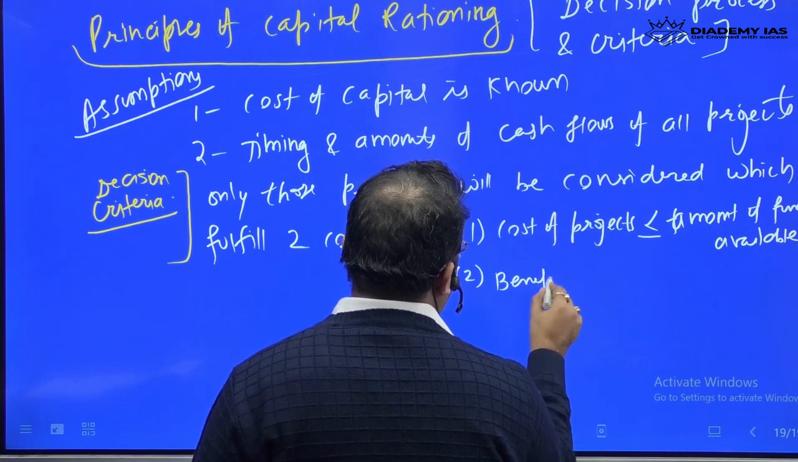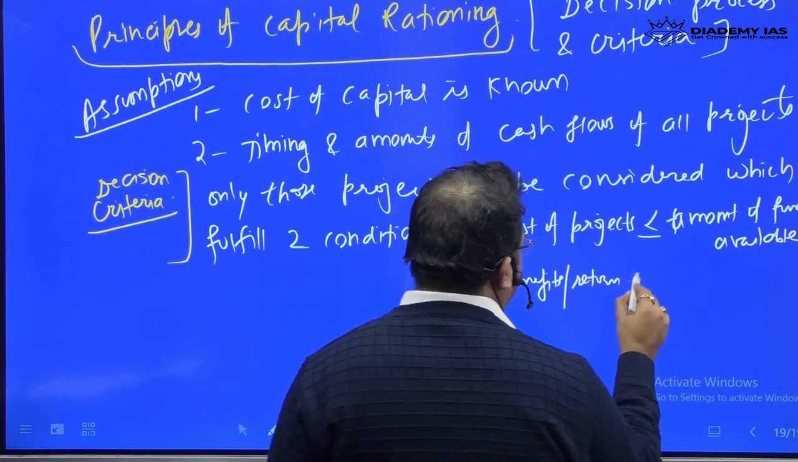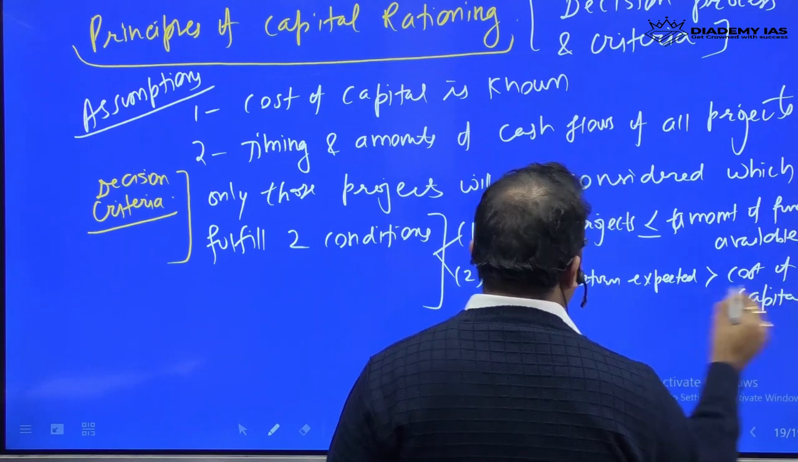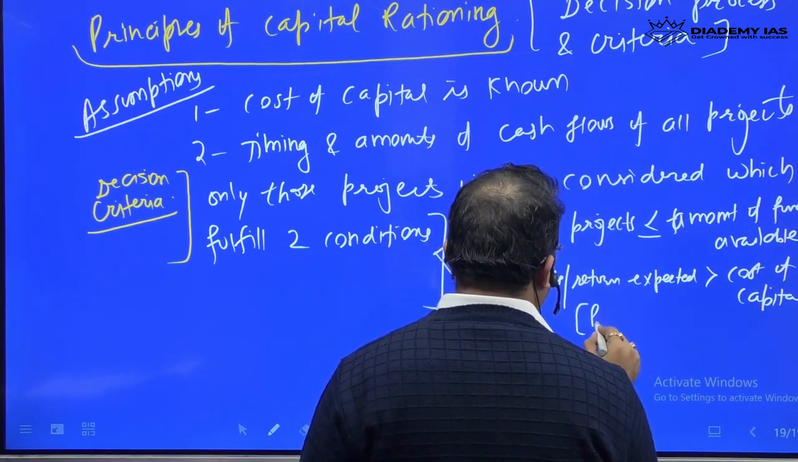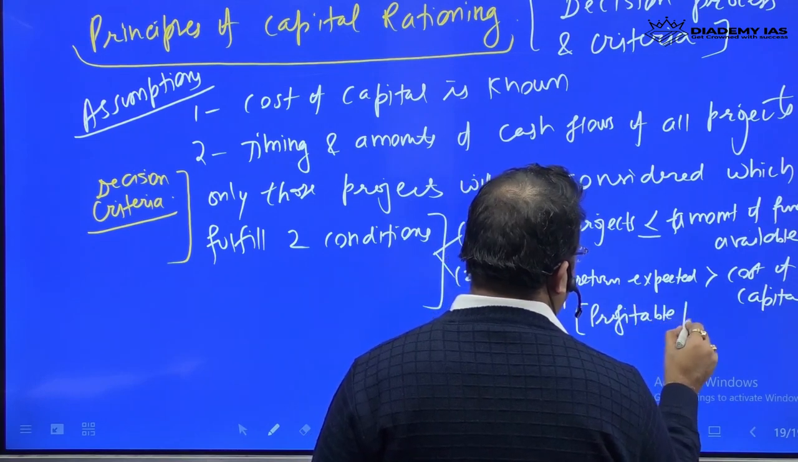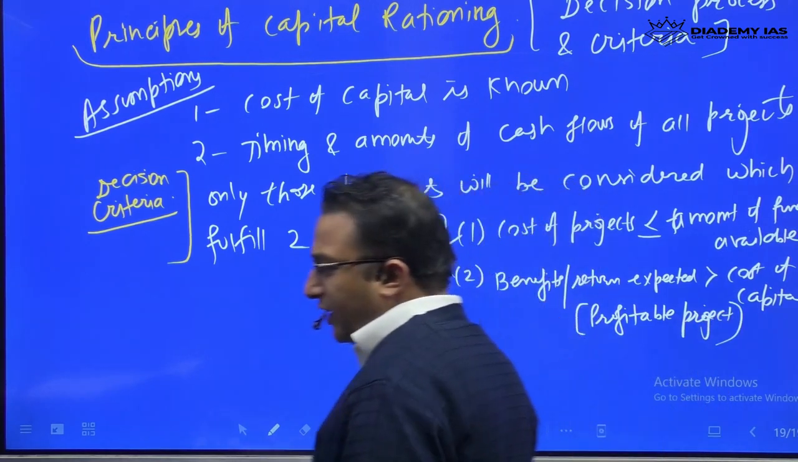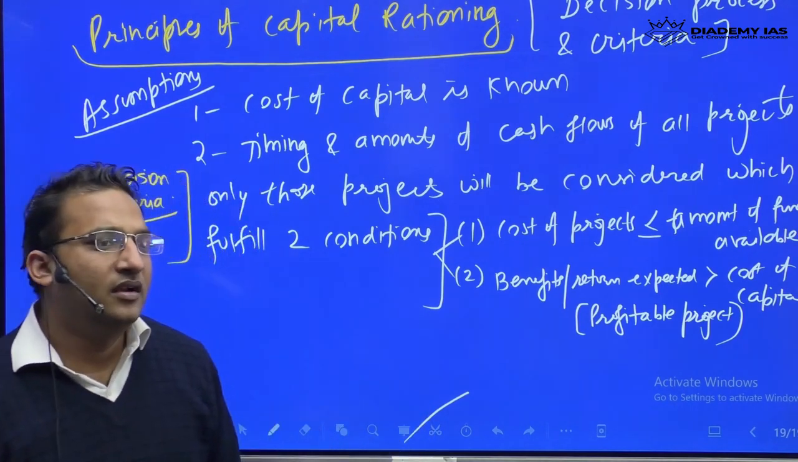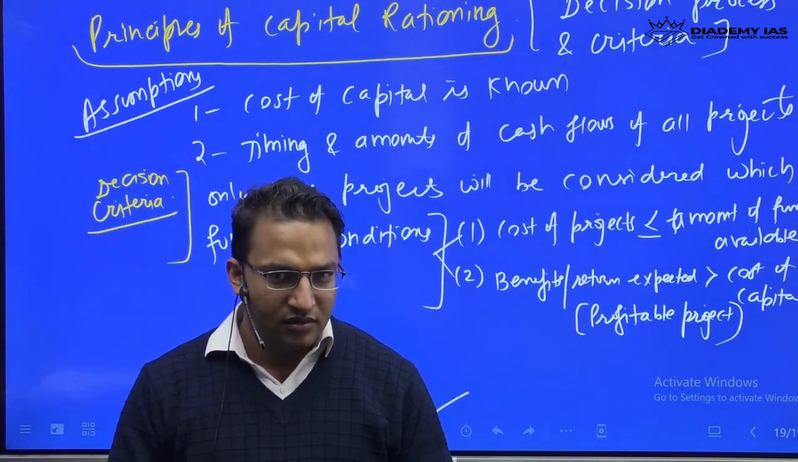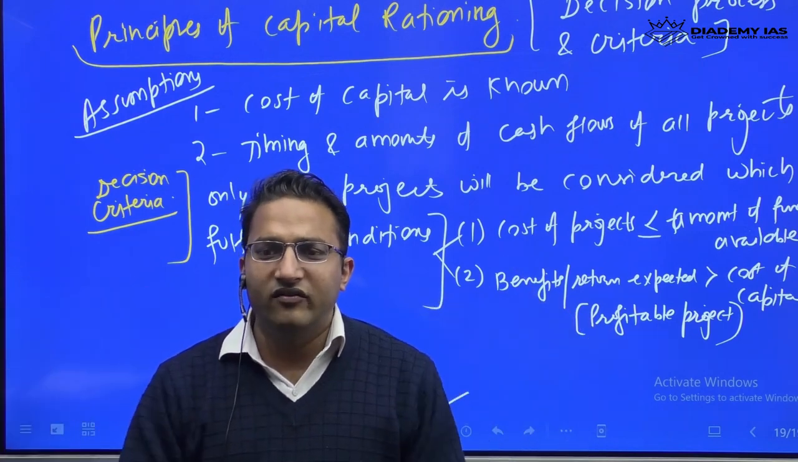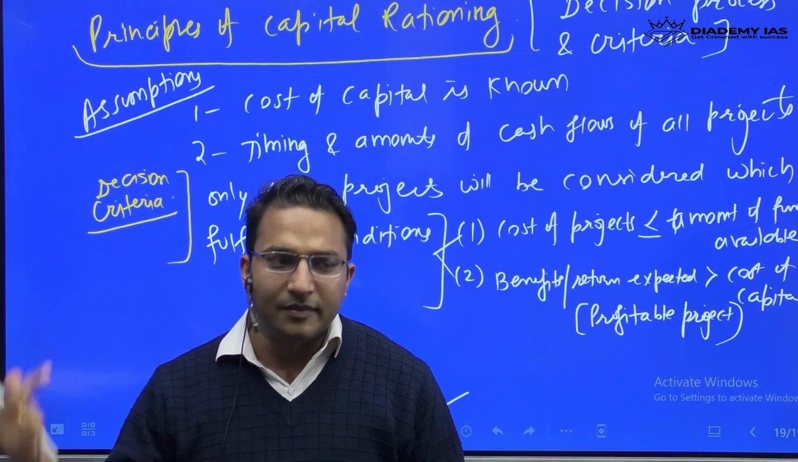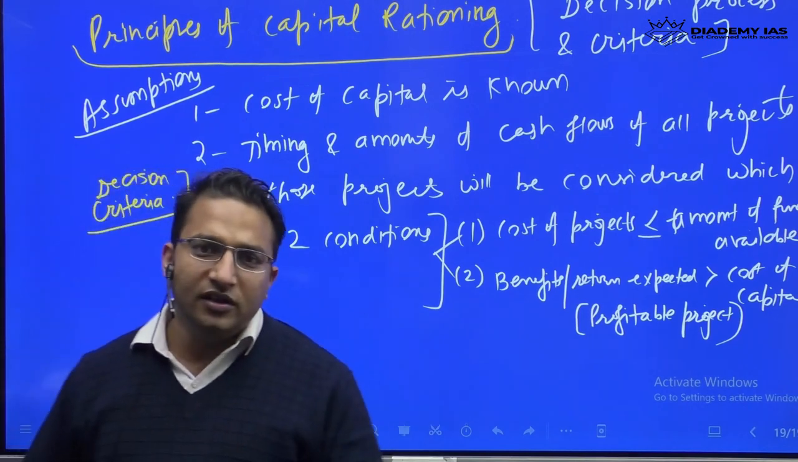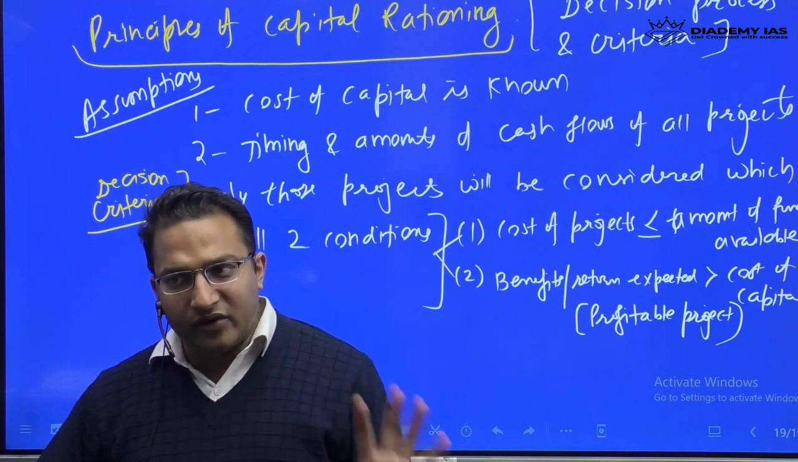And secondly, the benefits or the return expected is more than the cost of capital. Or in other words, it is a profitable project. So we can finance it from our pocket, that means from the available funds, and it is profitable also. If it is profitable, only then we will consider it. Then only it is comparable. If it is not profitable, then it should not even be considered, because we have limited funds. If we have unlimited funds, then we can think of unprofitable ones also, maybe for some social reason or some other reason. But if we have the limitation of funds, then we will consider only profitable projects, and only those whose requirement is met from our available funds.